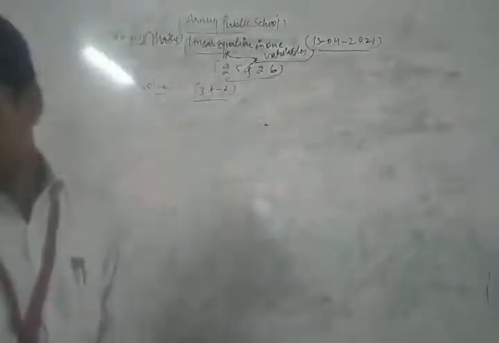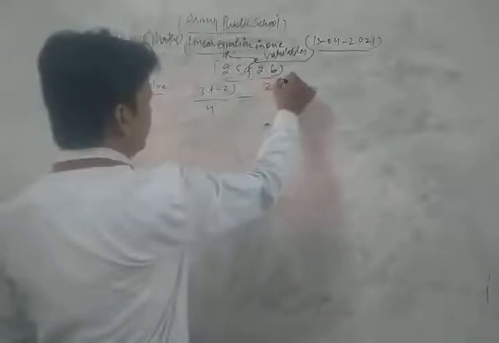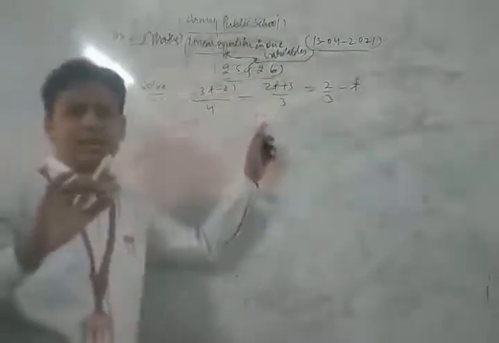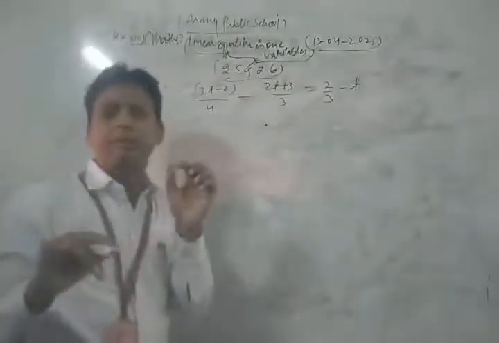Solve: (3t minus 2) upon 4 minus (2t plus 3) upon 3 is equal to 2 by 3 minus t. We are just solving that equation. Solving the equation means we find the value of the variable t. Now let's see its solution.